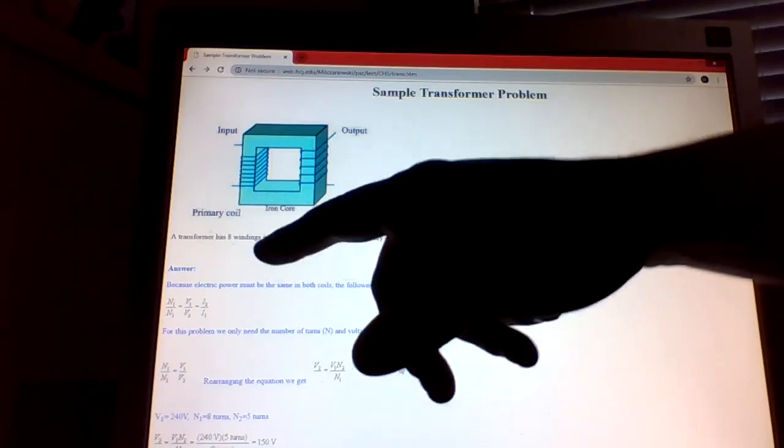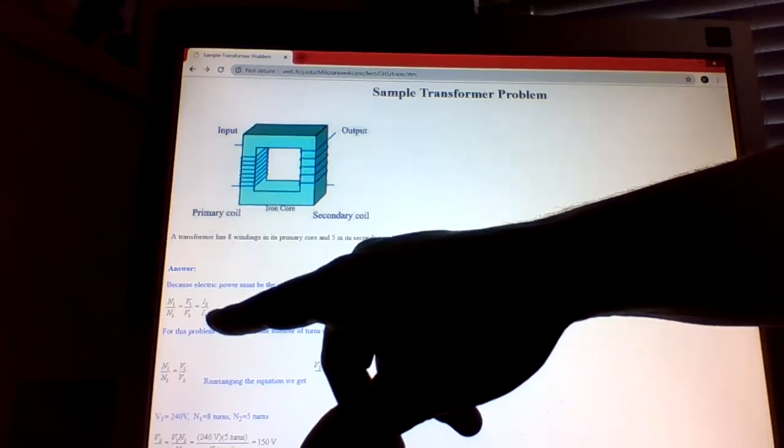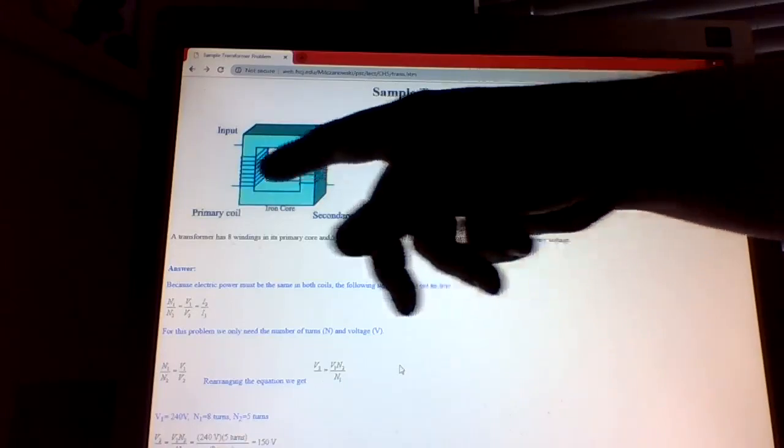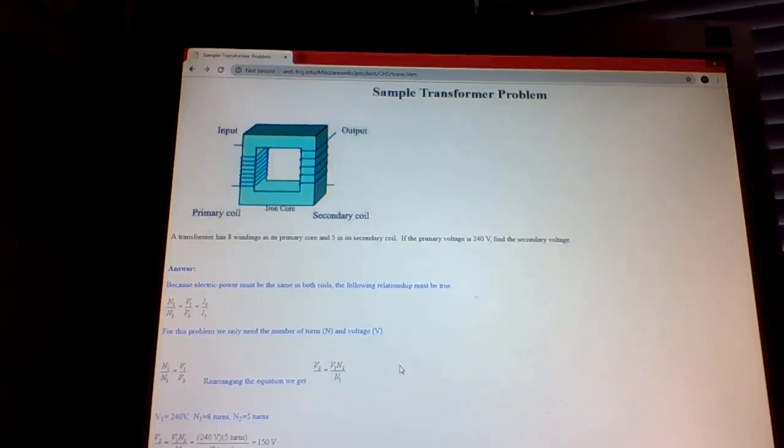And then the current ratio is the exact opposite. Whichever one's got the most windings actually has the least current. And that sort of makes sense because if I have more windings, each one of those windings adds in more magnetic flux, and the flux has got to be the same on both sides. So I need more current on the side with less windings to make up for having less windings.